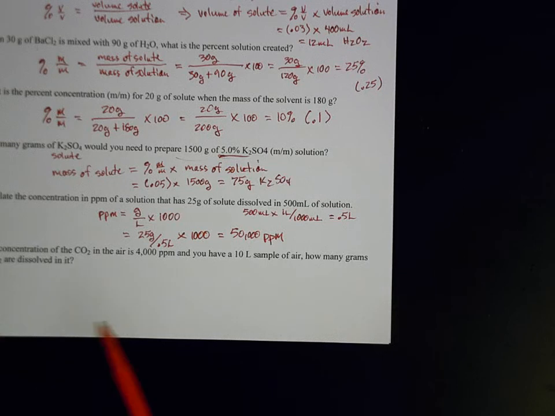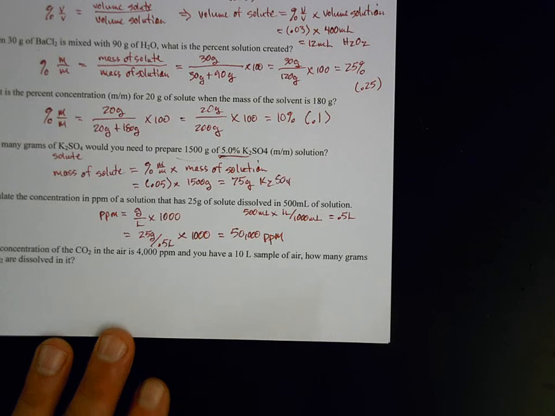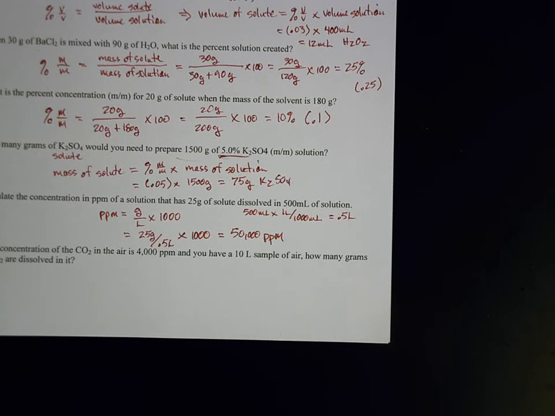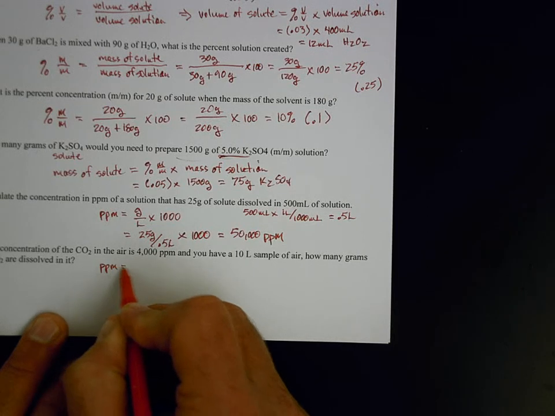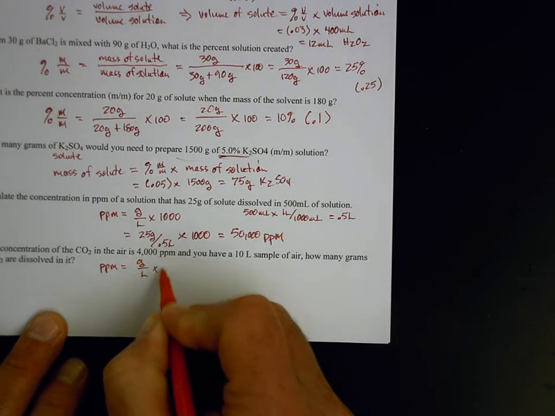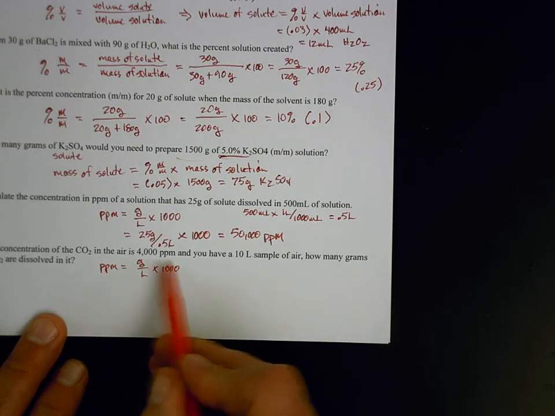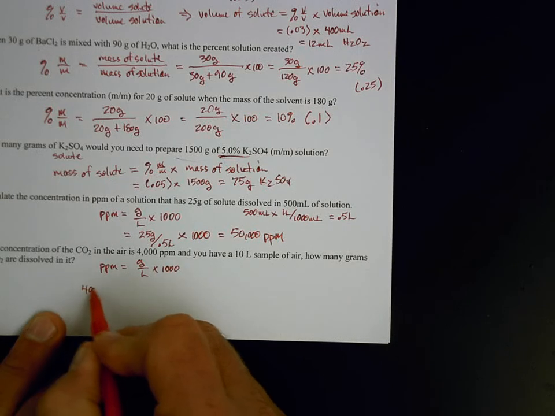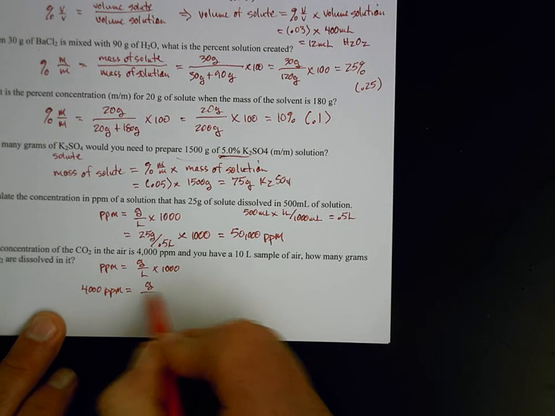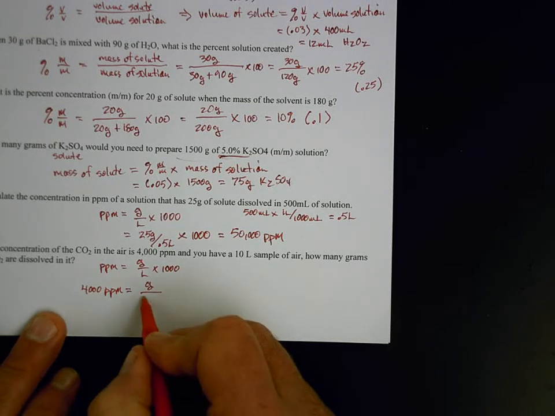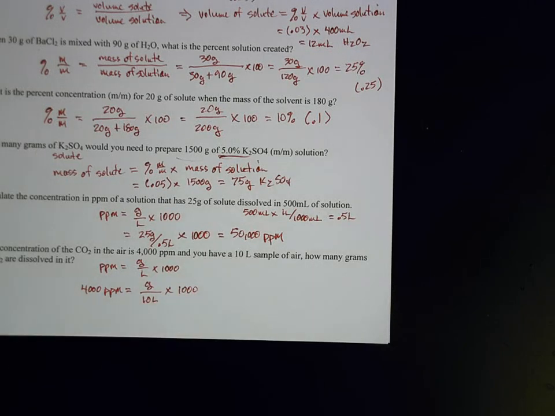Now in number 8, we're going to go backwards. We are told the parts per million. We want to know how many grams were dissolved in that. So again, if we look at our starting point, parts per million is grams over liters times 1,000. And then we're just going to plug in what we're told. Well, we're told 4,000 parts per million. So I'm going to put that over here. I'm told the volume amount is 10 liters. So you can kind of see how I've matched things up.